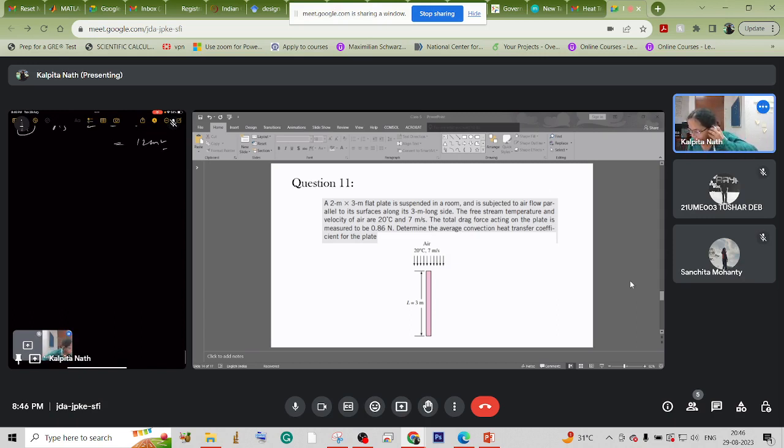Okay, so for the flat plate, the drag force is equivalent to the friction force. That is, Fd is equal to the friction force. So the friction force can be written as Cf As rho V square by 2. We have already studied this. So Cf is equal to Ff, the friction force, divided by As rho V square by 2. So this is 0.86 Newton. Surface area is 12 meter square. Density is 1.204 kg per meter cube. Velocity 7 meter per second.